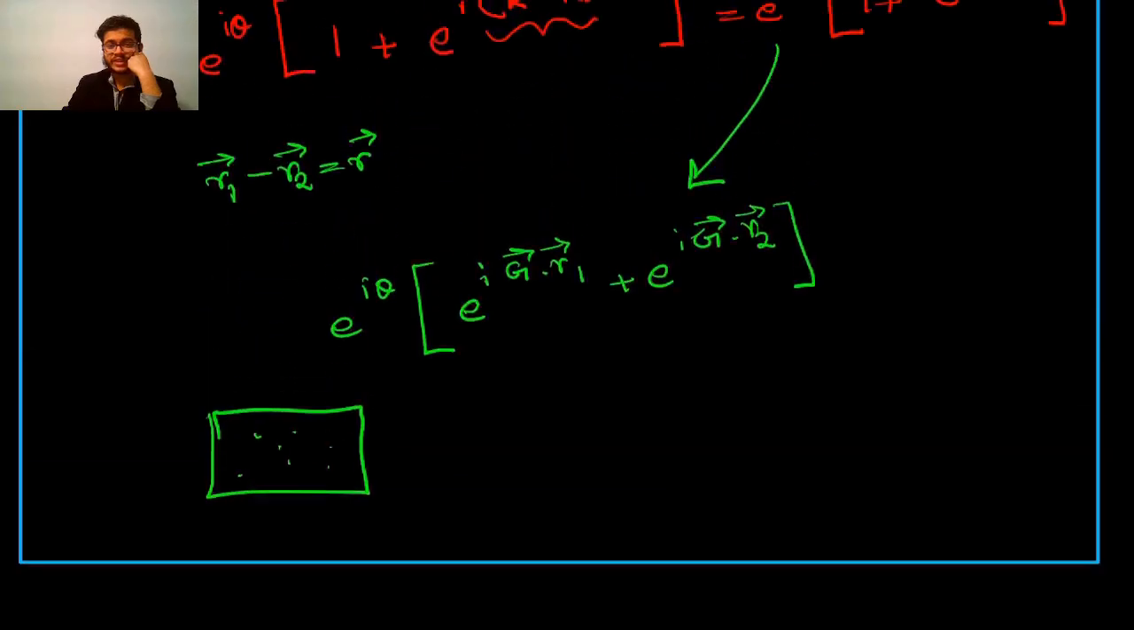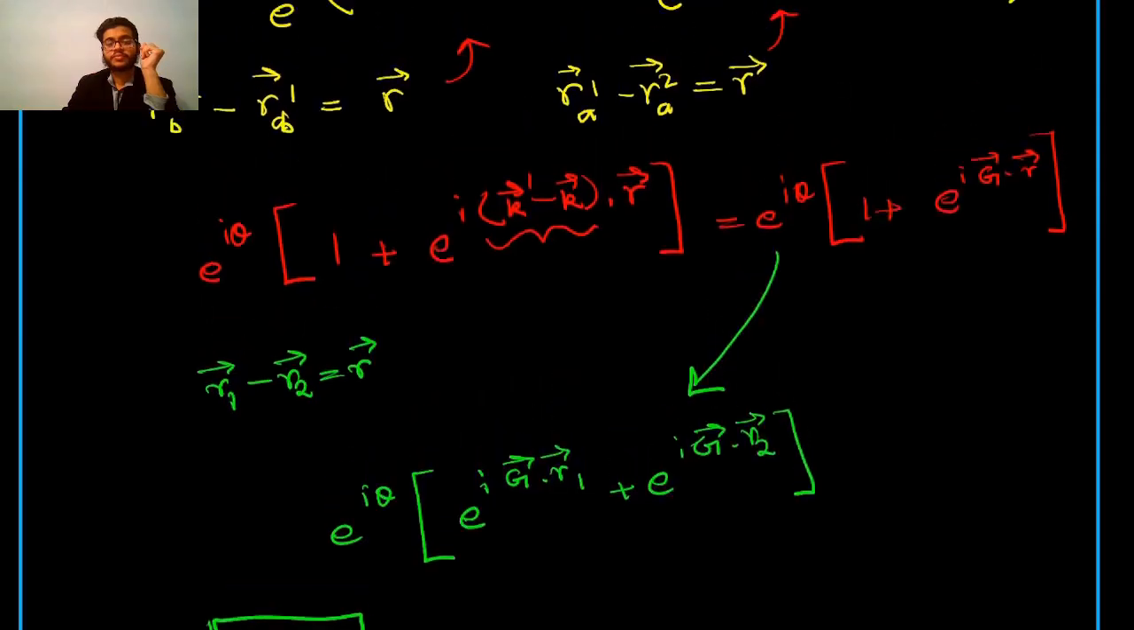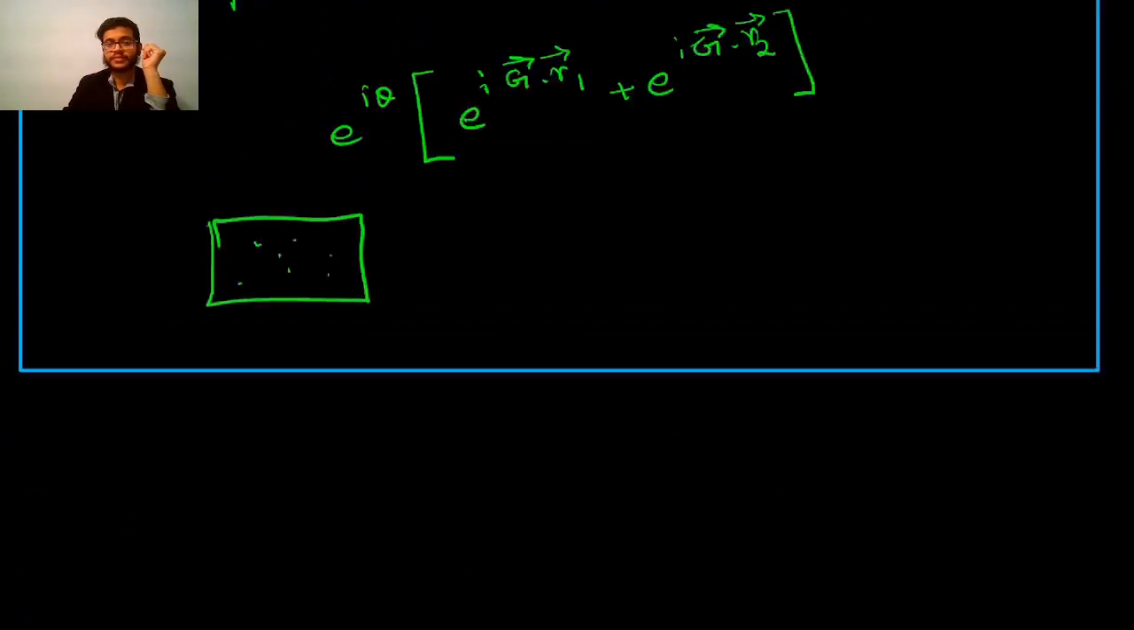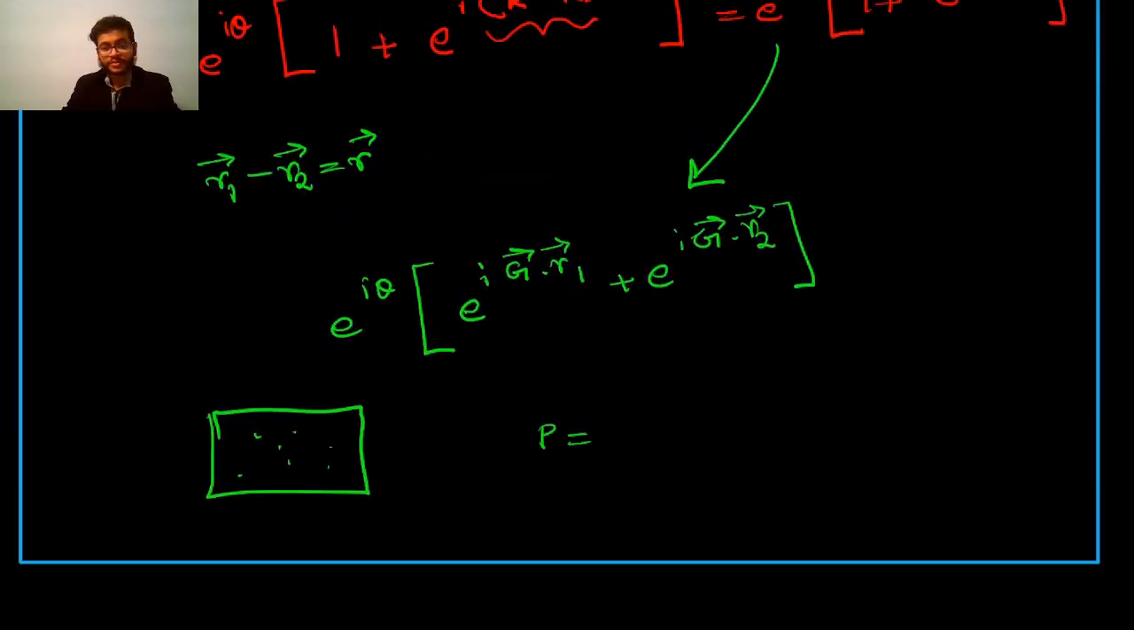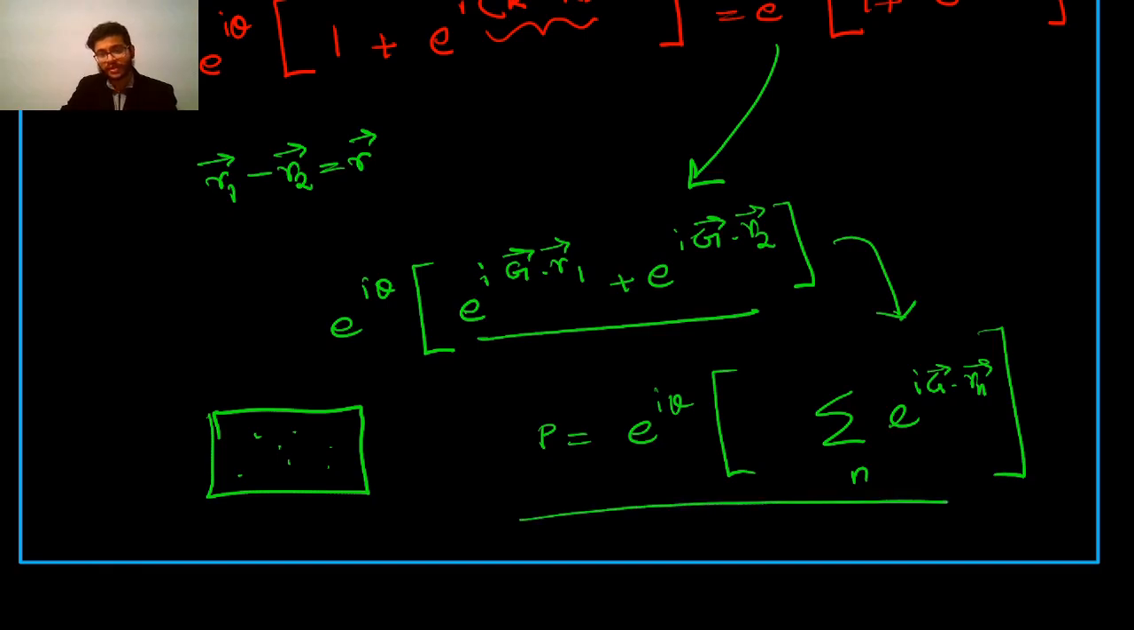So for simple cubic, what is the basis? One basis atom per unit cell at 0, 0, 0. Generally, if there are n atoms in the unit cell, then the phase will be given as e to the power i theta times the summation of e to the power iG dot rn. So that is the conventional wisdom from what we got here. For two atoms, this is the case, and for multiple atoms, this will be the case.